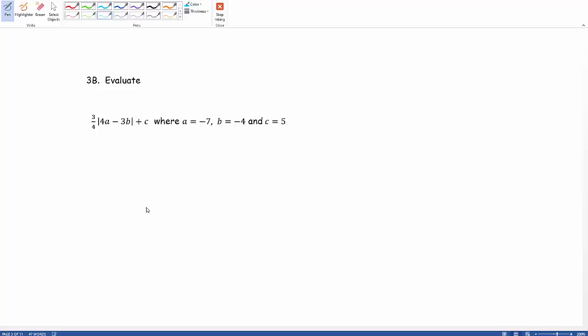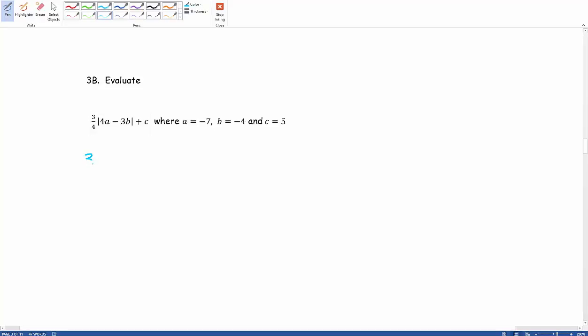Here we are at problem 3b from our target 1. We're asked to evaluate the following expression where we know that we have some a's, b's, and c's, and here again are those different values and what they are, that we're going to have to substitute into this expression. So when we do that, again, that's usually our first step when we're trying to evaluate.